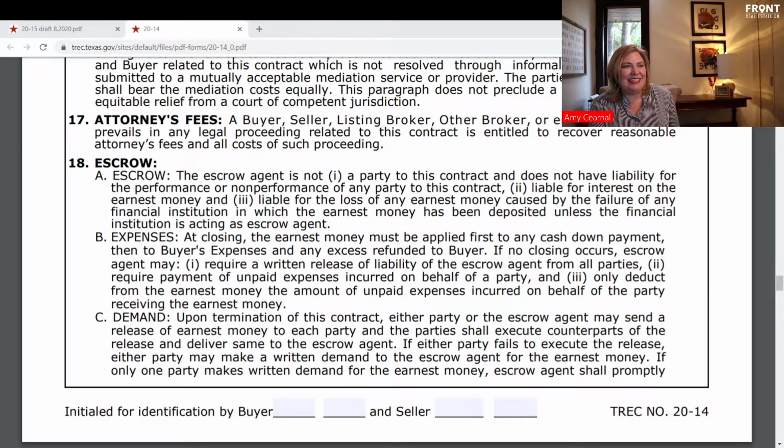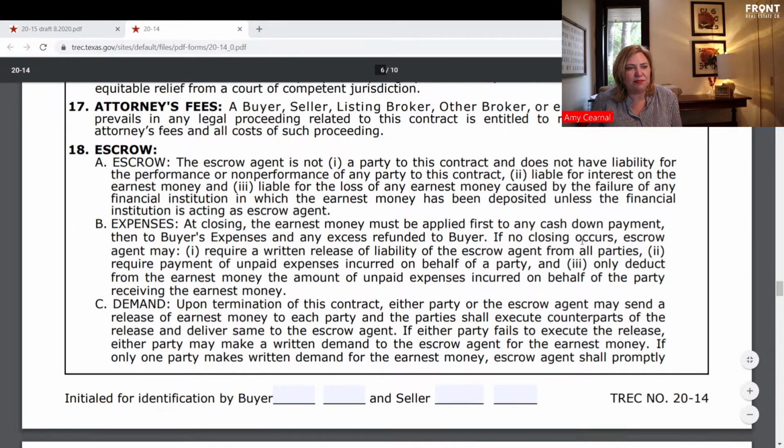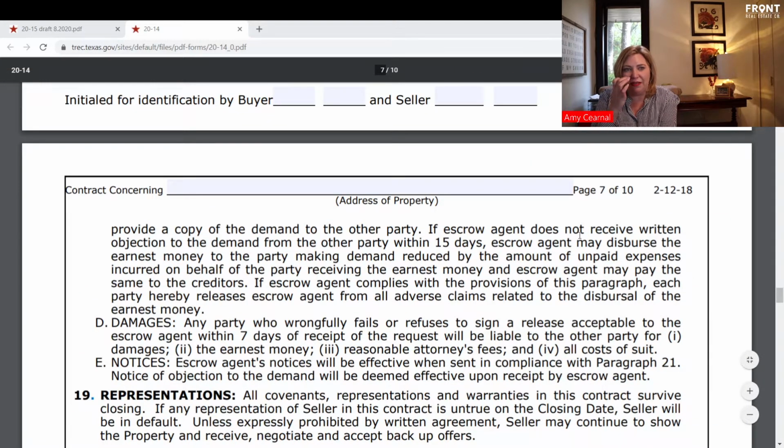And then 18C, demand. Upon termination of this contract, either party or the escrow agent may send a release of earnest money to each party, and the parties shall execute counterparts of the release and deliver same to escrow agent. If either party fails to execute the release, either party may make written demand to the escrow agent for the earnest money. If only one party makes a written demand for the earnest money, escrow agent shall promptly provide a copy of the demand to the other party.